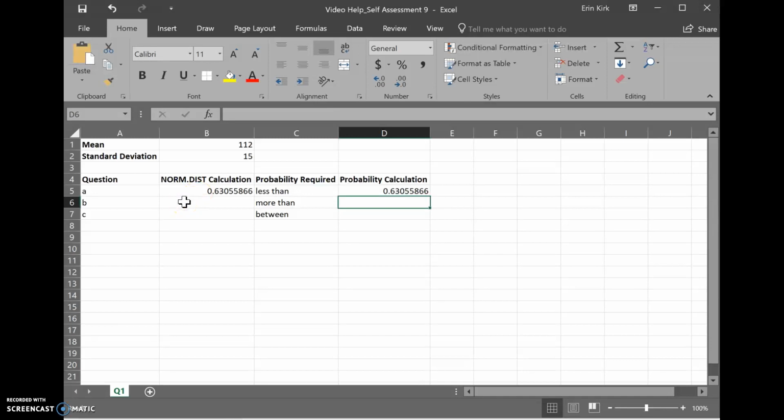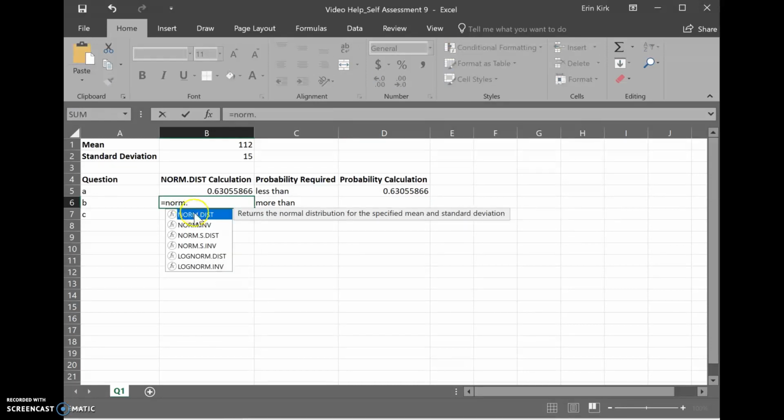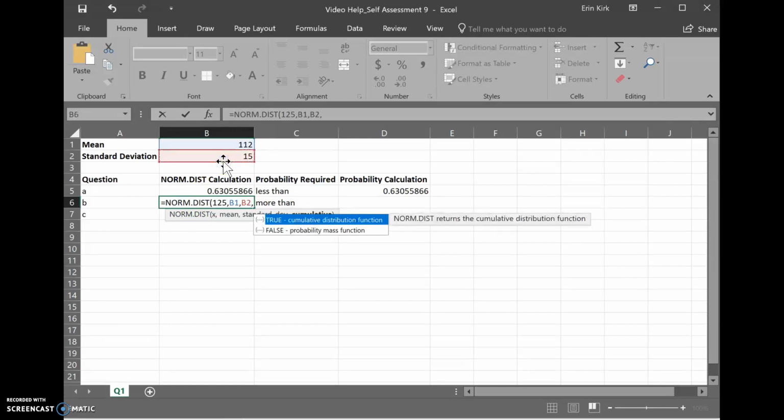In part B, we'll have a little bit more work to do. In part B, we're asked, what is the probability that a randomly selected infant weighs more than 125 ounces at birth? So I start by using the NORM.DIST function again. In this case, my value for X is 125. The values for the mean and the standard deviation haven't changed. And I always want the cumulative distribution function. So again, true, and close the bracket.